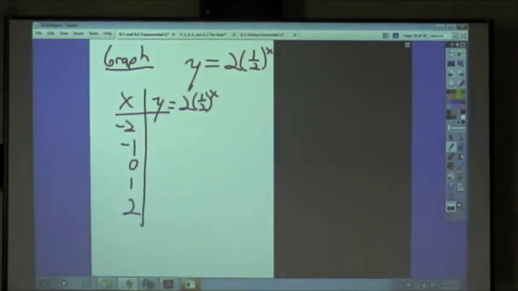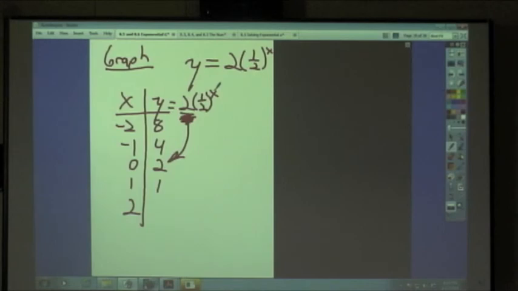Then I can find some quick little numbers in my calculator, much like I did with the bank accounts and car values. I just typed in my beginning amount, parentheses, raised to a power. When I raise this to the negative second power, it gives me 8. Negative first power gives me 4. The 0 power gives me 2. Remember, the beginning amount is always right here. The first power gives me 1. The second power gives me 1/2.